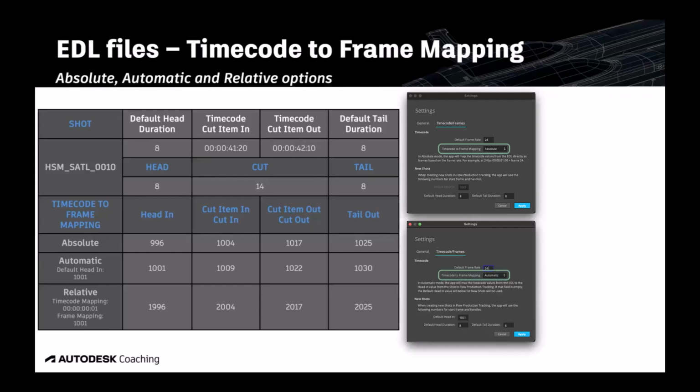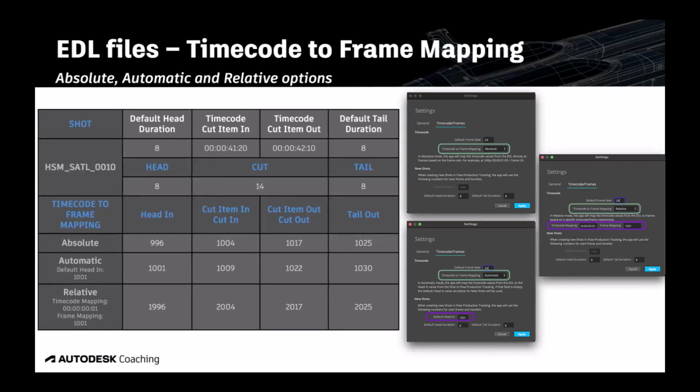Automatic: the timecode value will be mapped to the head-in value from the shot in Flow Production Tracking. If that field is empty, the default head-in value for new shots configured in the app settings will be used. This option is commonly used in VFX, where every shot's full range typically starts at frame 1001.